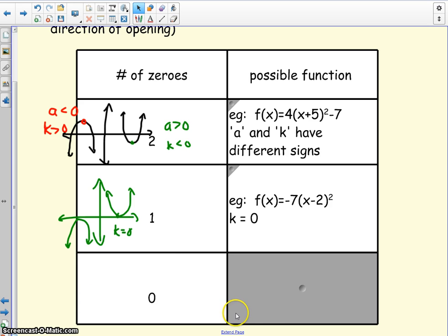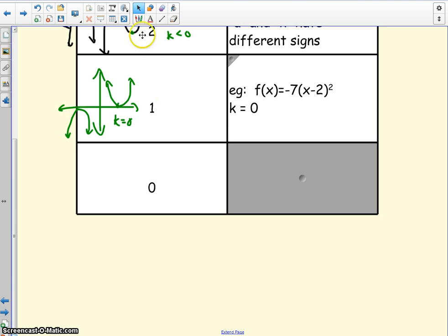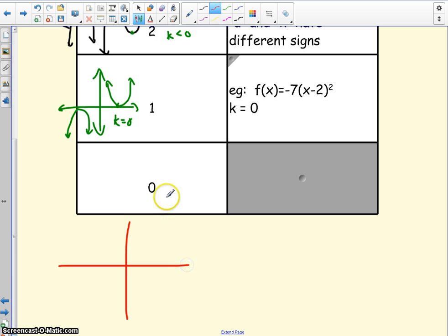Okay, and last but not least, the case where we have no zeros. Well, looking at the two possible situations again, if we do little sketches here, for there to be no zeros, we could have a parabola that is opening up with the vertex above the x-axis, or a parabola that's opening down with the vertex below the x-axis.